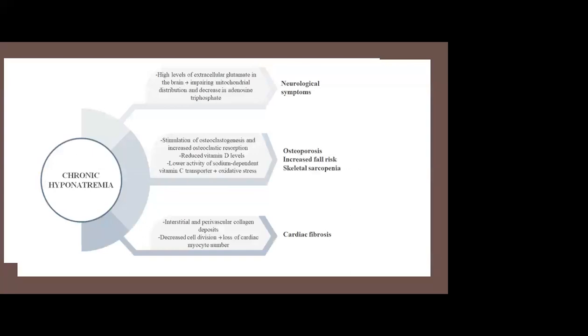And some of them might remain subtle. Some of them we might not even associate with it because patients are going to present later. For example, neurological symptoms, I suppose you can think about them because it's what we are taught most. But we don't actually get taught that there might be cardiac complications of chronic hyponatremia, right? Such as decreased interstitial and perivascular collagen deposits, resulting in loss of cardiac myocyte number and eventually cardiac fibrosis; stimulation of osteoclastic osteogenesis and increased osteoclastic resorption; reduced vitamin D levels; and increased risk of osteoporosis later in life, increased risk of falls, and skeletal sarcopenia. So those are the things that we need to think about.